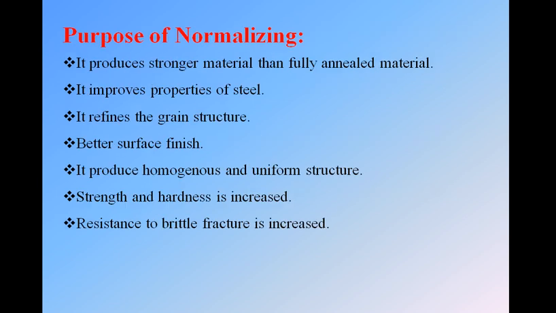Next, the purpose of normalizing: it produces a stronger material than fully annealed material. Stronger material means you have high hardness, because there is a change in cooling rate. Always remember one thing, your hardness will always depend on your cooling rate. If you have a fast cooling rate, your hardness will be higher. If you have a low cooling rate, hardness will be lower. So the hardness of the material and the cooling rate are directly proportional. Cooling rate is low, hardness will be low.